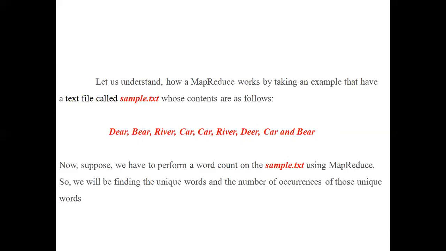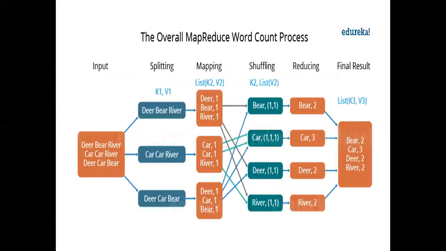Our job is to give this text file to the MapReduce program. The MapReduce program has to give us the output: the frequency of each word in the given text file, how many times each word has repeated. That is what we want to analyze. Clear? That is the thing we have to do.